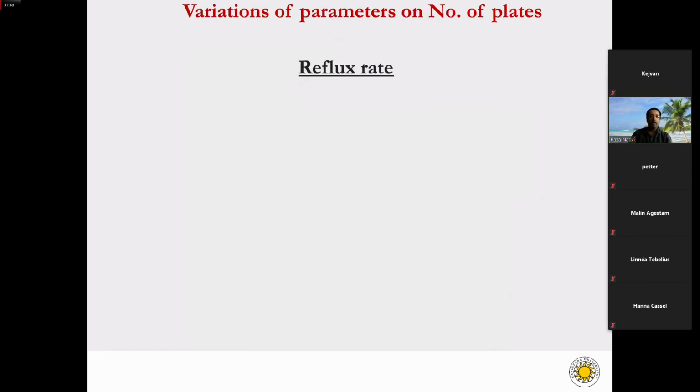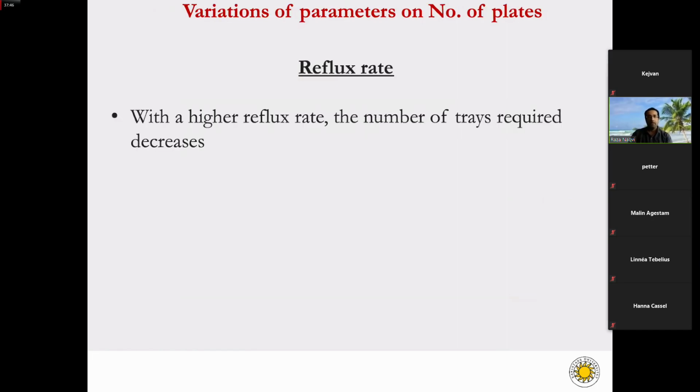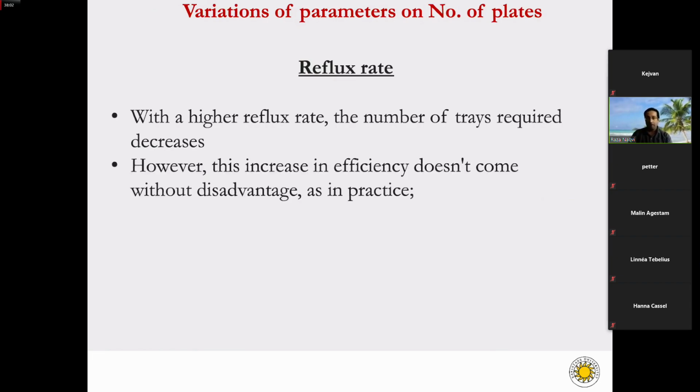But there are variations of parameters, right? And one varying parameter is the reflux rate. The reflux rate is very important because it has a direct impact on the number of ideal plates or ideal stages. If we have a high reflux ratio, the number of trays required decreases, right? But the problem is, if we increase the reflux rate, the number of trays will decrease, but this increase in efficiency does not come without disadvantages.